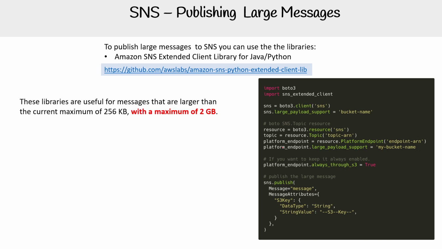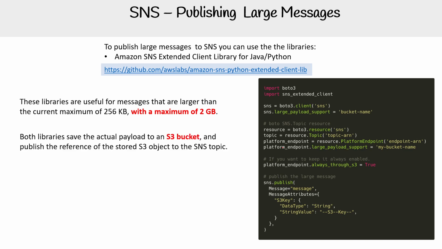But the way it works is these libraries are useful for messages that are larger than the current 256 kilobyte message, up to a maximum of 2 gigabytes. So understand that the standard messaging is 256 kilobytes. Kilobytes, yeah. Sorry, I was going to say bits. Both libraries save the actual payload to the S3 bucket and publish the reference of the stored S3 object to the SNS topic.